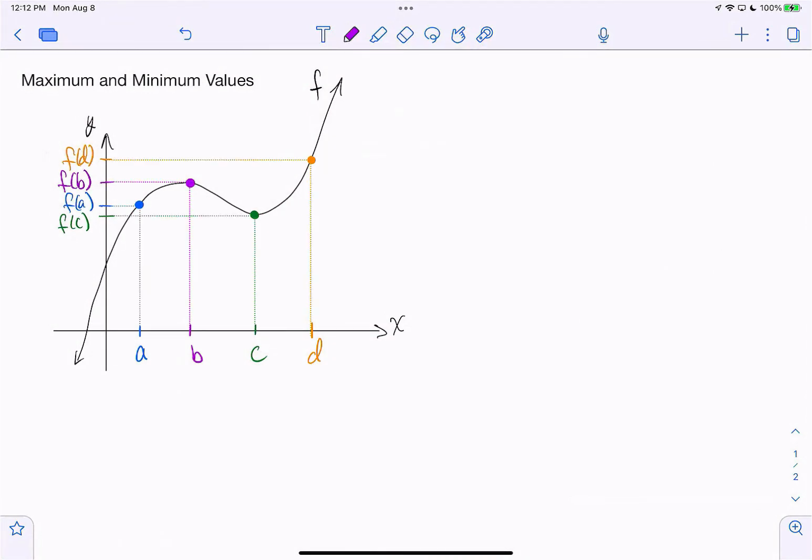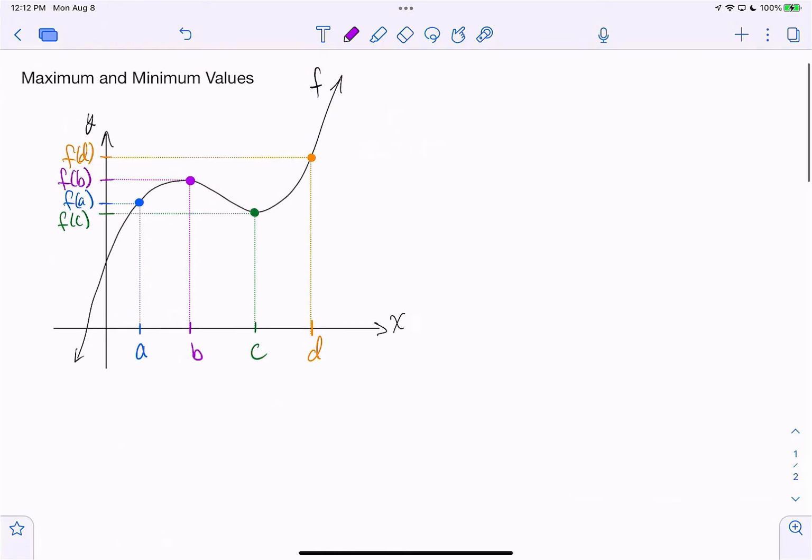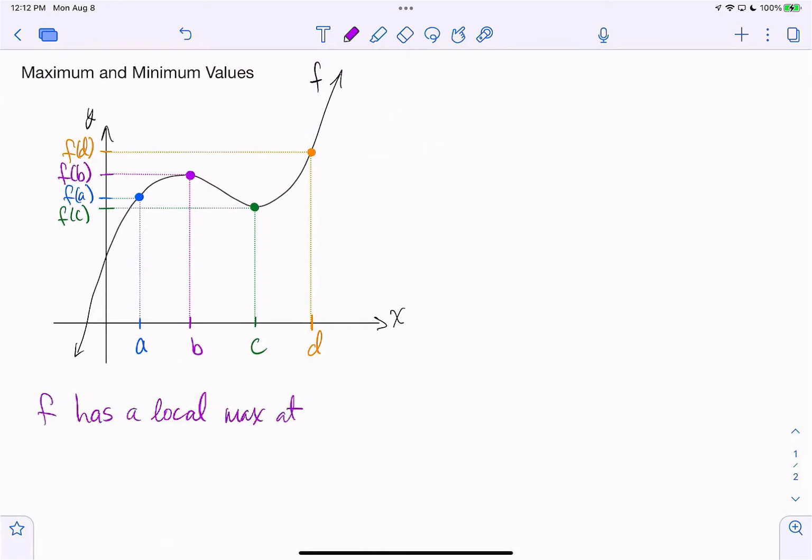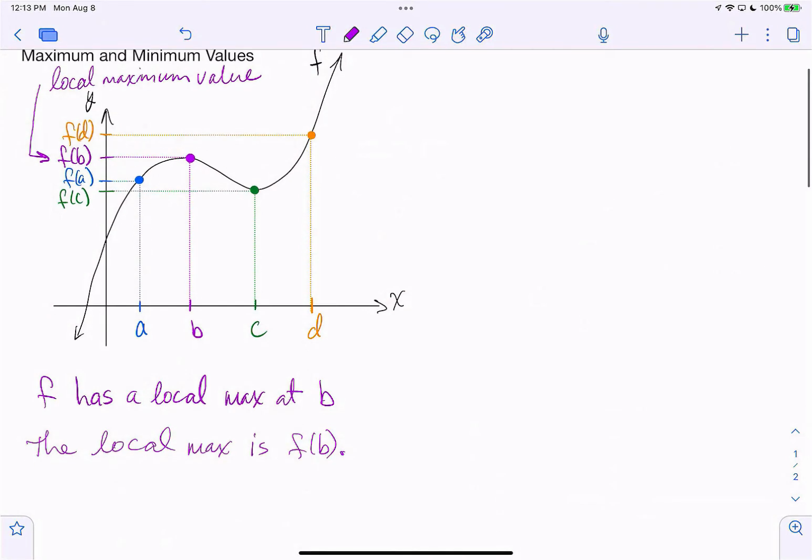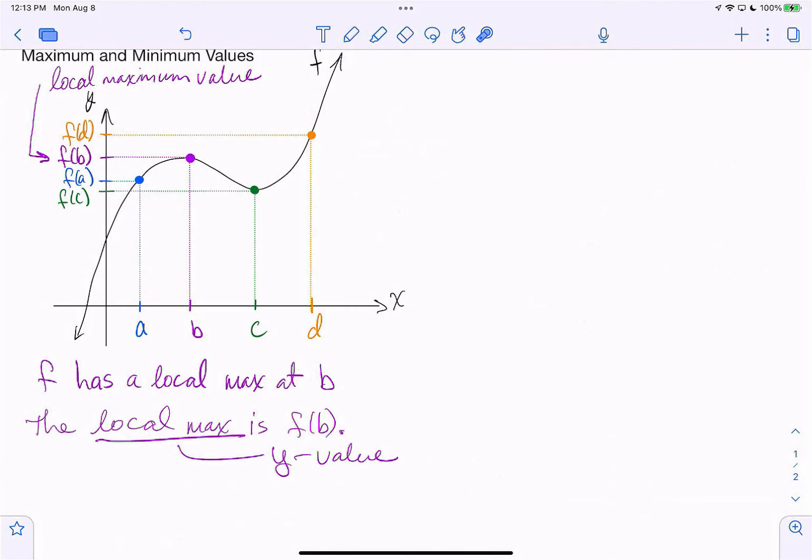All right, I'm going to give you formal definitions in a little bit, but right now I'm going to say that f has a local maximum at b. The actual local maximum value is f of b. It's a y value. That's something to straighten out right now. A local maximum is a y value. And I'm making a big old point about that because people get this wrong every semester. The local maximum occurs at an x value, but the x value is just an input. The actual number is the y value.